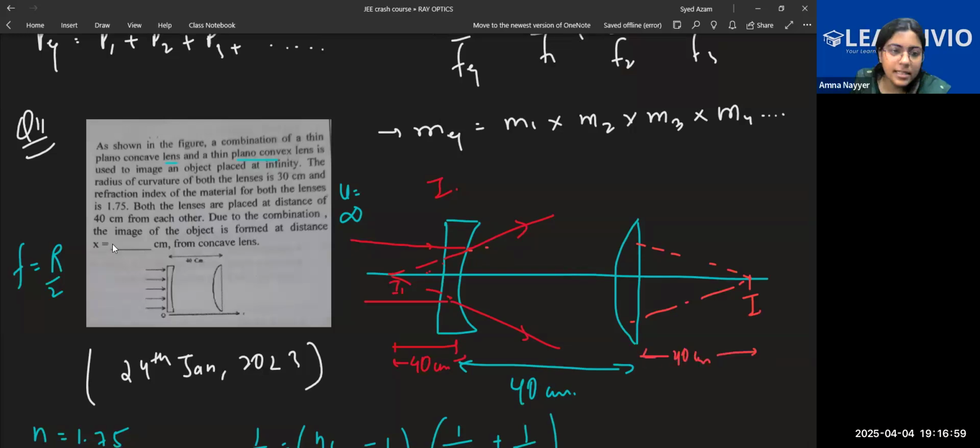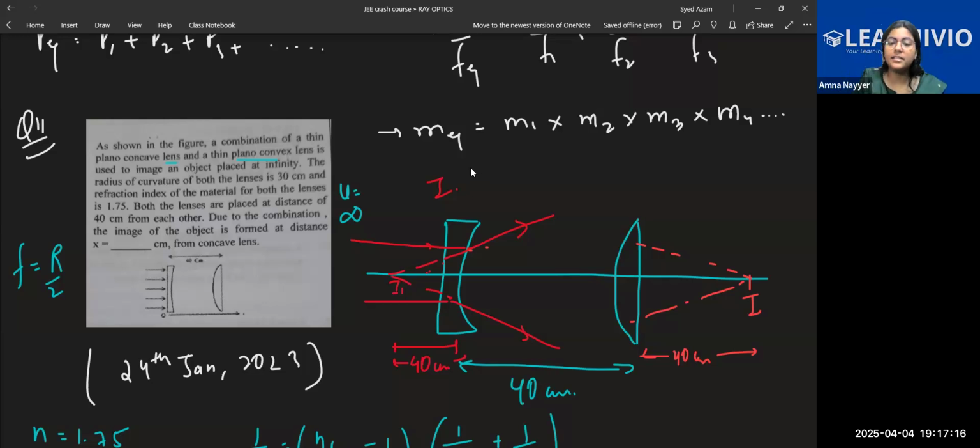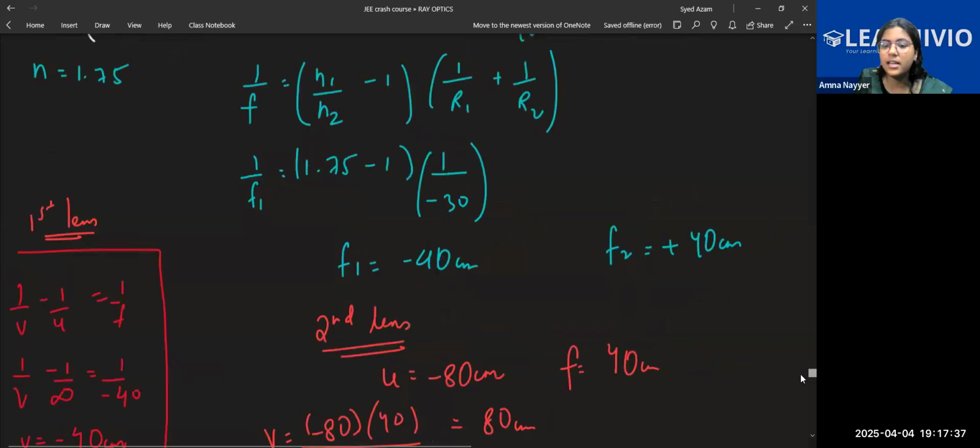Upasna, tell me what will be the answer to this question? We've solved everything. 120 centimeter. Yes, very good. The answer will be 120 centimeter because the question is saying from the concave lens. This is your concave lens. This was your convex lens, right? So from the concave lens, this is 40 and we are getting this as 80, right? So 80 plus 40, that total is 120. So the answer will be the total distance that you will take.